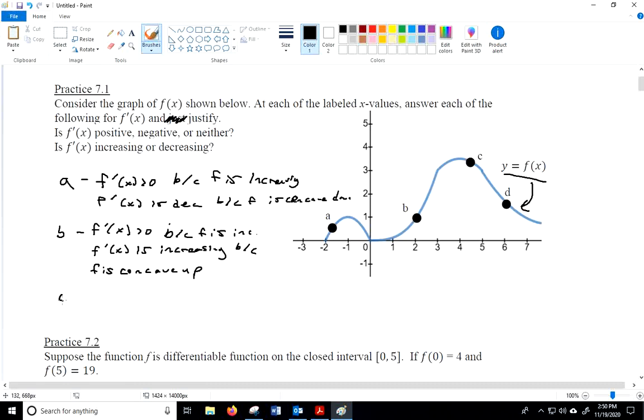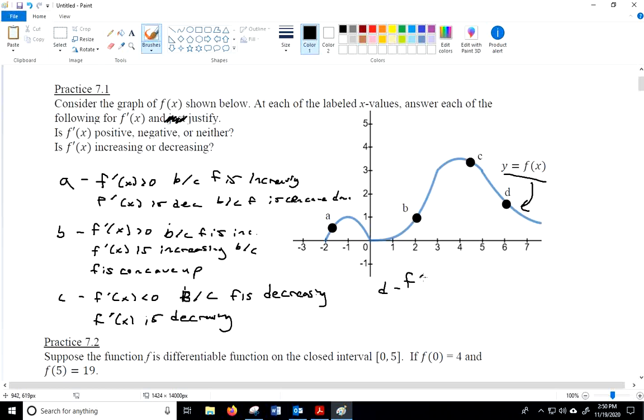All right, what about letter C? Well, we can see that f prime must be negative because f is decreasing. And we're also concave down. So if we're concave down, f double prime is negative, which means f prime is decreasing. It's getting more negative.